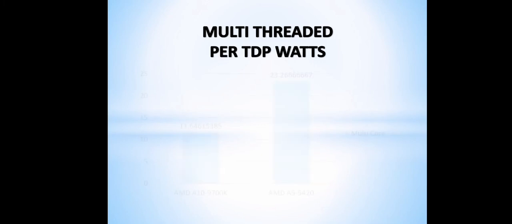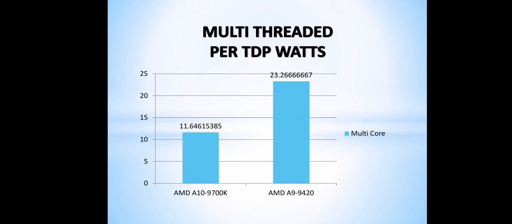For its multi-threaded per TDP watts, the AMD A10-9700k results at 11.64615385, and AMD A9-9420 results 23.2666667 for its multi-core score per TDP watts.